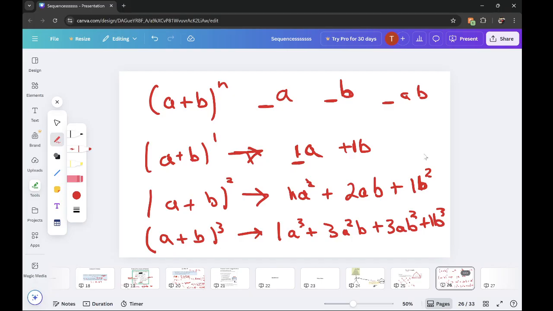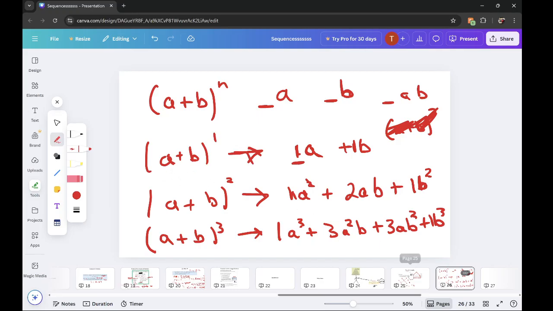Let's say you have in a question (a + b) to the power of, I don't know, like 7. What are you going to do then? Just expand again and again? No, you can't do that. So you have to use something different. And that's where Pascal's triangle comes in.